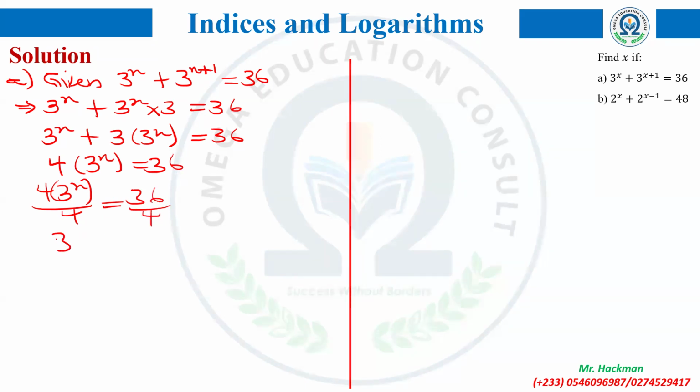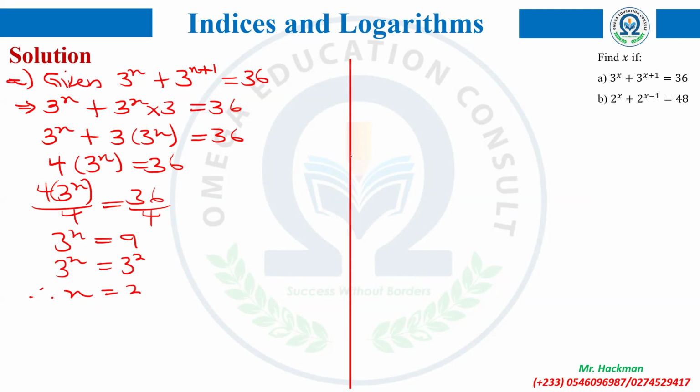So 3 to the power x will be equal to what here? It will be equal to 9. Okay, so obviously now you are dealing with a proper exponential equation where you can write them with the same base. So x will be equal to 2. Therefore x is equal to 2.